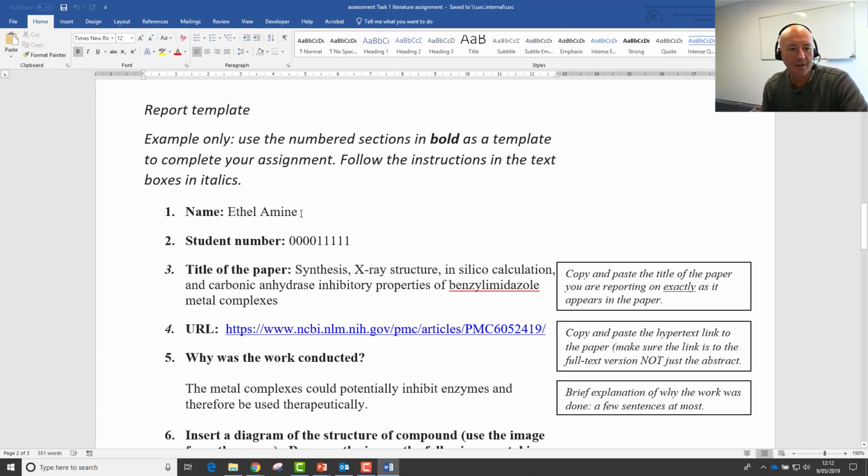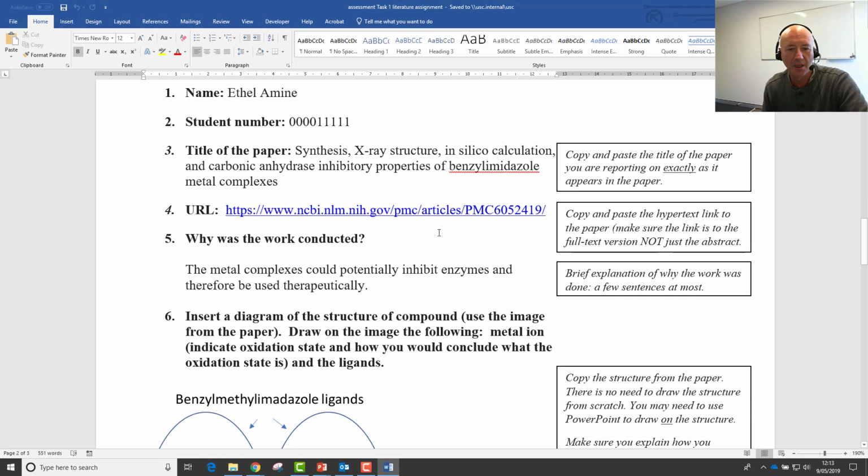So what do you need to do? You need to put in your name, your student number, of course. Put in the title of the paper. There's the title of the paper. I've even got an instruction here that says copy and paste exactly, so you know what you're doing.